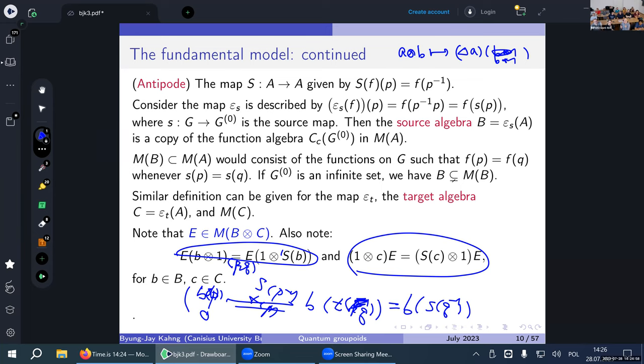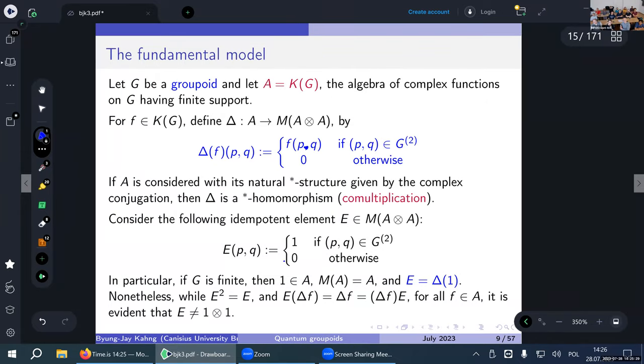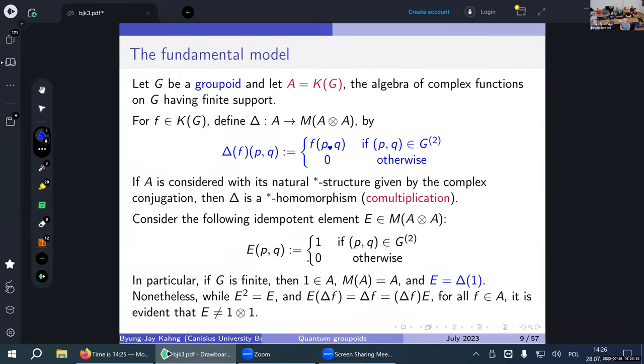What happens if everything is finite? The point is finite, and we have functions. These multipliers vanish. So if it is finite, then this is easy. Then all algebras are unital. Yes. But nevertheless, E is still not. Even though that's the situation, if it's a finite groupoid, that makes things easier, but this part doesn't go away. Of course, this multiplication is not defined everywhere.